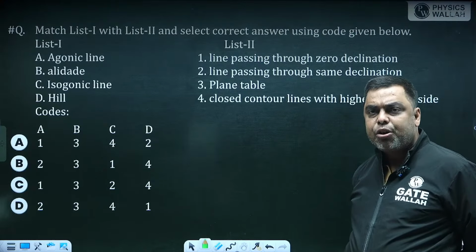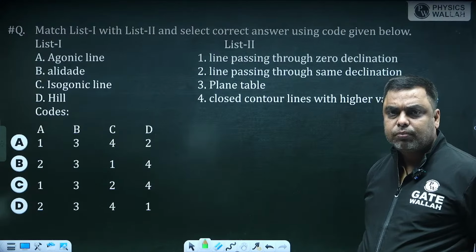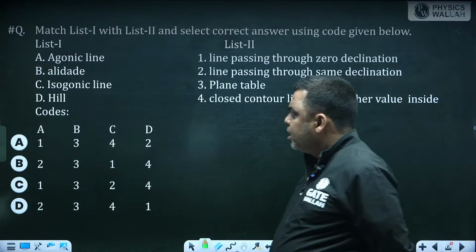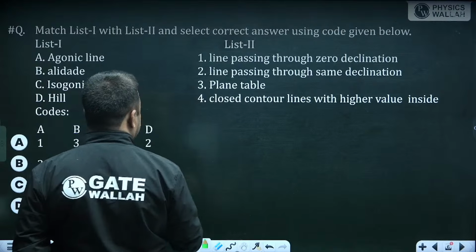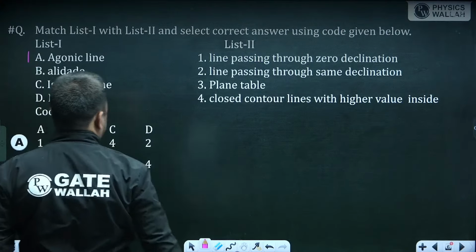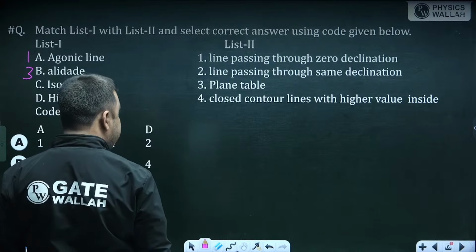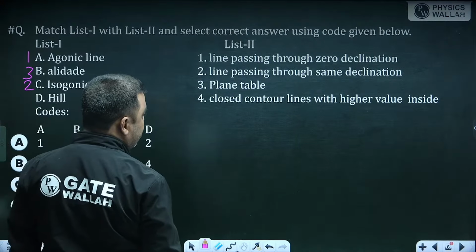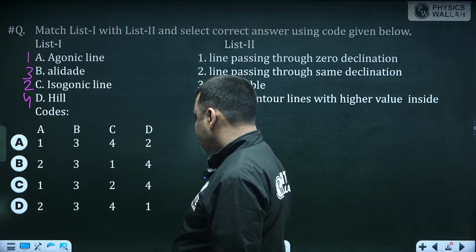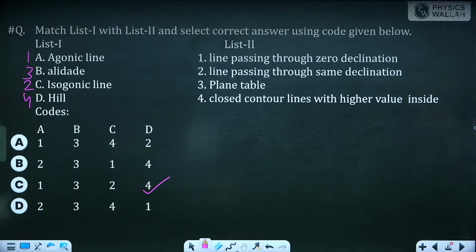It's a plum question. Piece of cake. We have around 20-21 questions over here. What would be the answer? See, agonic line, 0 declination. So for A, it would be 1. Elidade, used in plane table, 3. Isogonic line, same declination, 2. Hill, close contour lines with higher values inside, 4. So 1, 3, 2, 4. Option C. Good going.